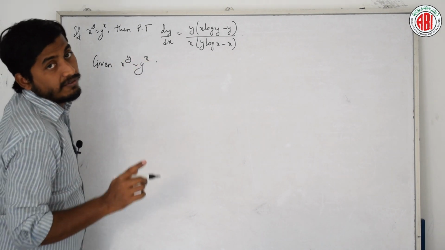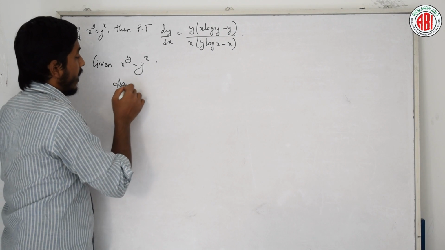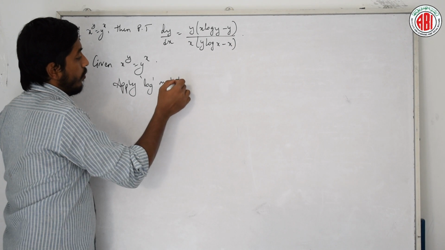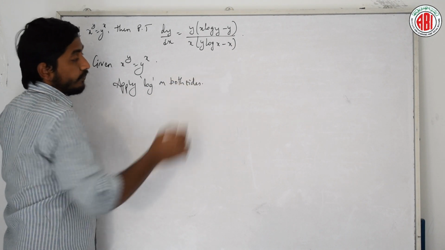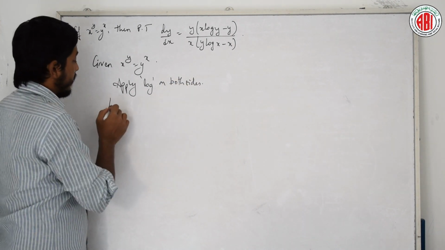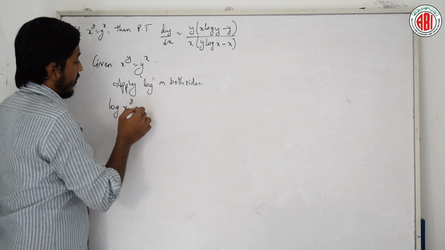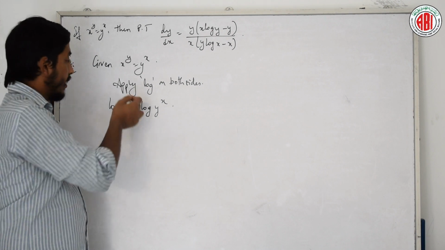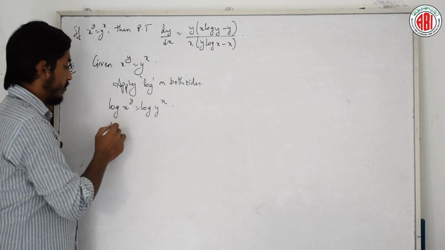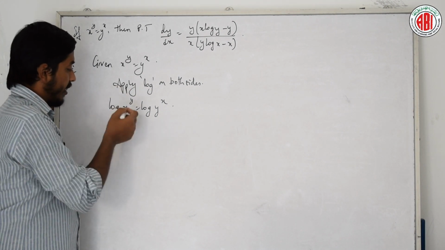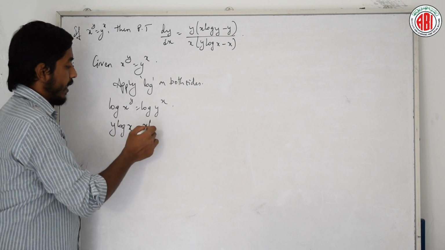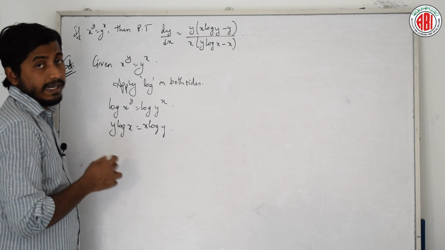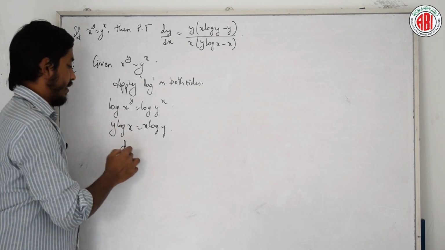What is the first step we have to do? We have to apply log on both sides. Okay, that is log x power y is equal to log y power x. Is it fine? Bring this, this y will come forward, then that will become y log x is equal to x log y. Is it fine? Then now directly differentiate on both sides.